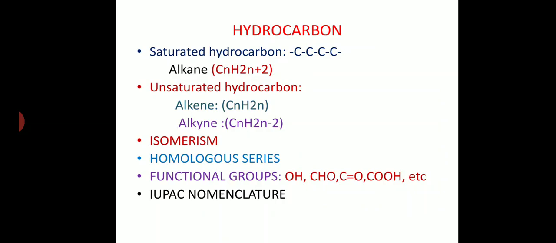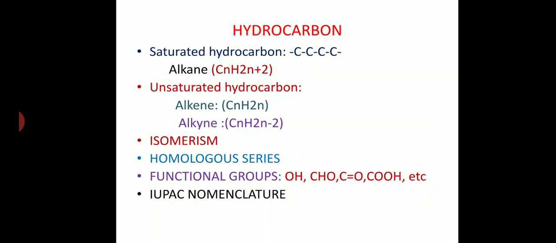Next, the compounds of carbon and hydrogen are known as hydrocarbons, correct? So these hydrocarbons can be saturated and unsaturated. Saturated means here carbon atoms are connected through single bond. They are known as alkanes. General formula CnH2n+2. What about unsaturated hydrocarbons? Here carbon atoms are linked either through double bond or triple bond. So double bond compounds are known as alkenes, CnH2n, whereas triple bond compounds are known as alkynes. General formula CnH2n-2.